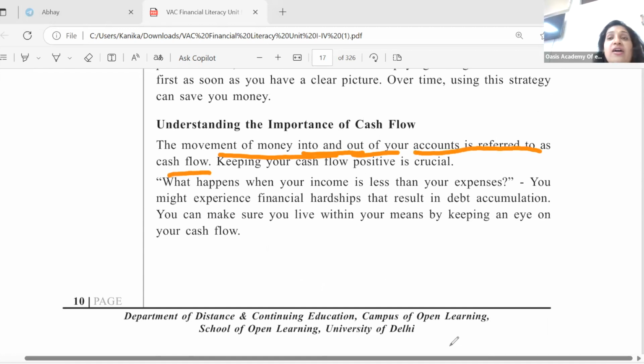At the end of the month, if you're working in a job or in a business, you get salary, so that is your inflow. And during the month you make expenses, you spend, and that is outflow from your account. So this movement of money in and out of your account is referred to as cash flow. Always keep your cash flow positive, which is very crucial in your financial objective.